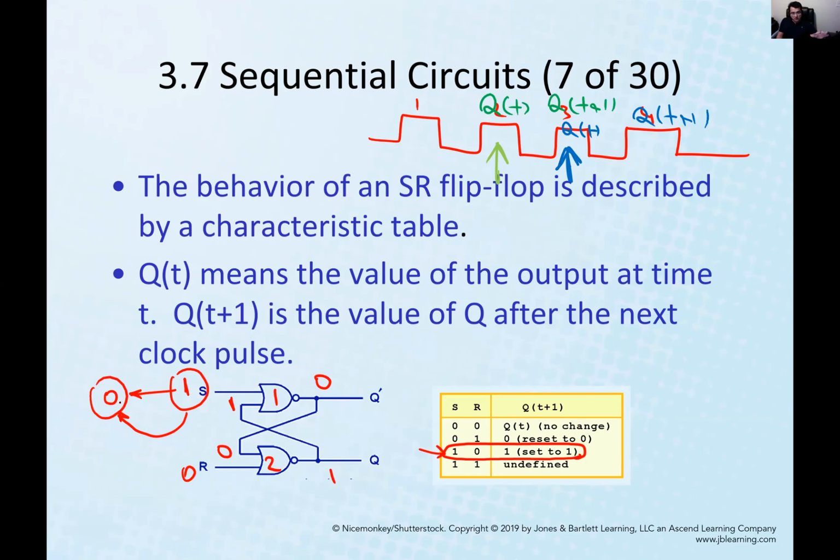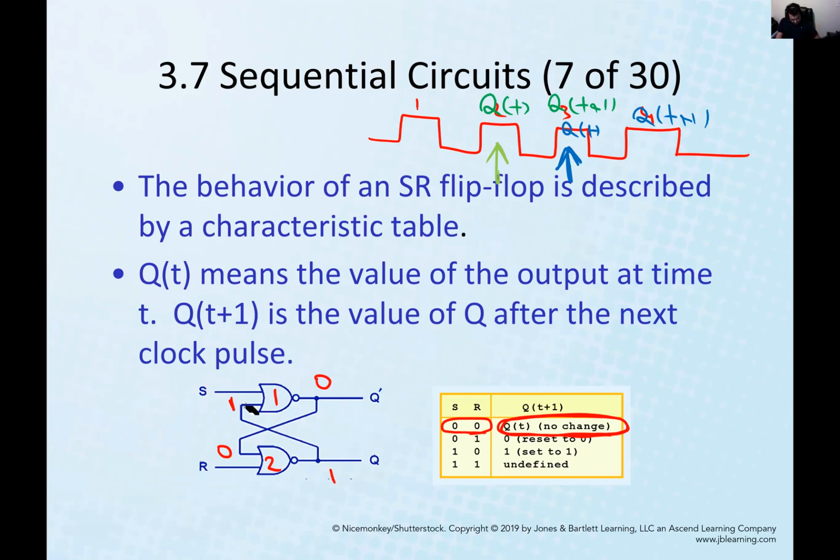Nothing happened. Okay? And it's the reason that I say if S and R are 0, the output will be the same. There is no change. If S and R both are 0, there will be no change. The previous state will remain.